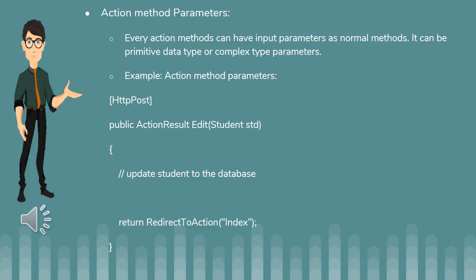Action method parameters. Every action method can have input parameters like normal methods. They can be primitive data type or complex type parameters, as shown. By default, the values for action method parameters are retrieved from the request's data collection. The data collection includes name-value pairs for form data, query string values, or cookie values. Model binding in ASP.NET MVC automatically maps the URL query string or form data collection to the action method parameters if both names match. Visit the Model Binding section for more information on it.